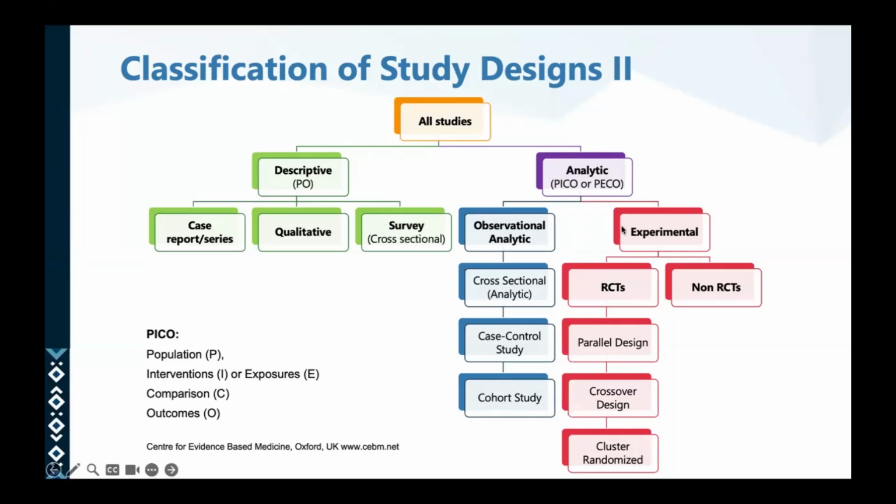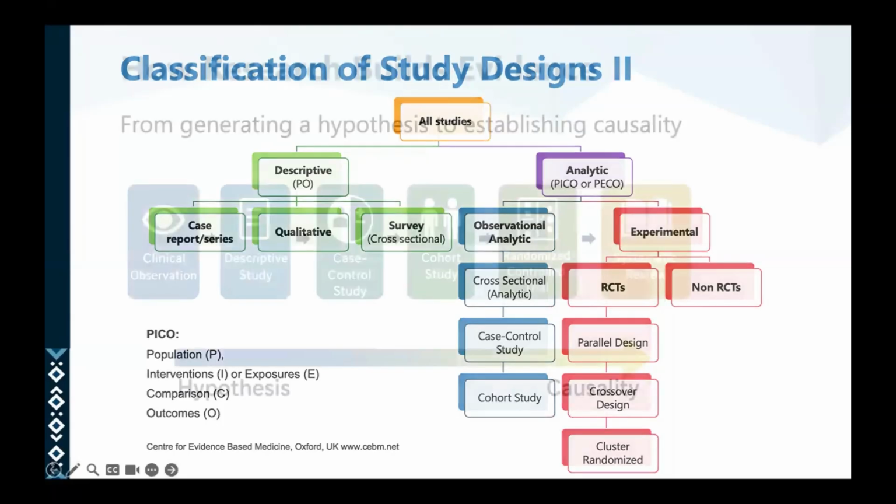So for experimental studies, there are different ways that you could classify them. You can look at whether there is a control group or no control group. You can look at whether there's blinding or no blinding. But generally, I think the most relevant form of classification would be whether there is some form of randomization or no randomization. And we'll see that in the talk on experimental studies. For randomized controlled trials, you can have different types of designs. You can have a parallel design, crossover design, and cluster design. And we'll see that in more detail later.